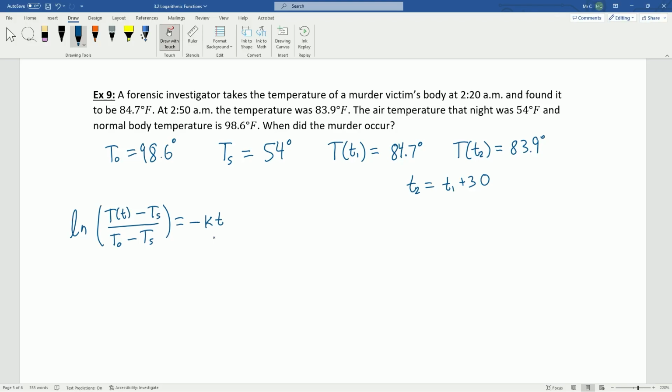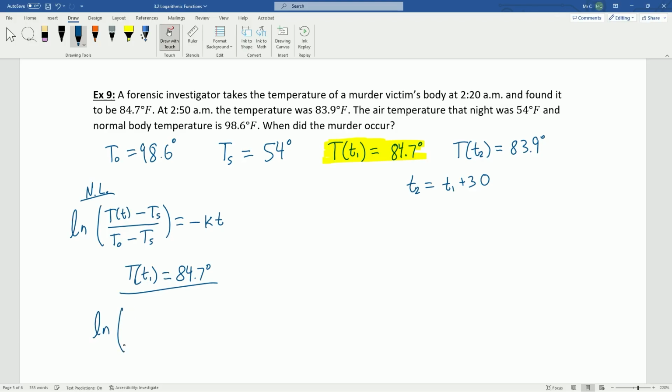So what we're going to do is take this law, this is Newton's law, and we're going to apply the things that we know to the law and see if we can get somewhere with this. So first we're going to apply what we know about T1. For T1, temperature at time 1, equal to 84.7 degrees. We're going to take that, and we're going to plug all the information we have into Newton's law here.